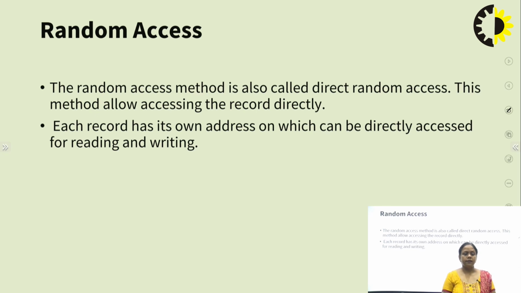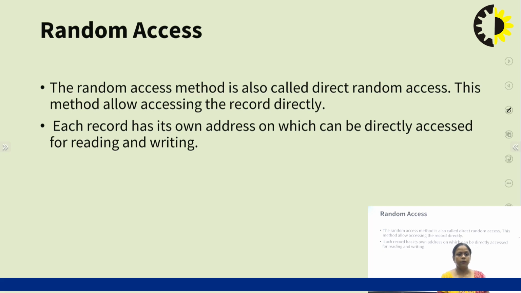Okay, that's why it is known as random access, because it can be accessed directly. We don't have any sequence here in accessing a file. All the files have their own address, and with the help of this address, random access can be done.